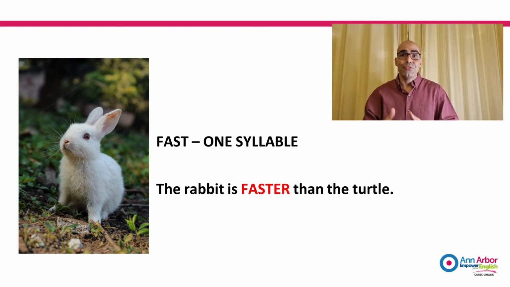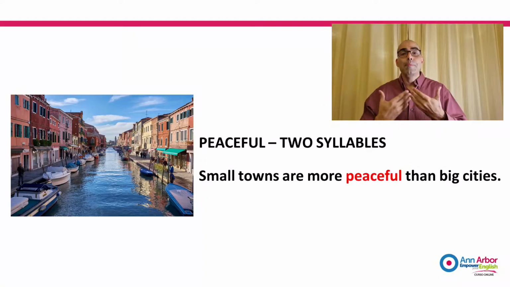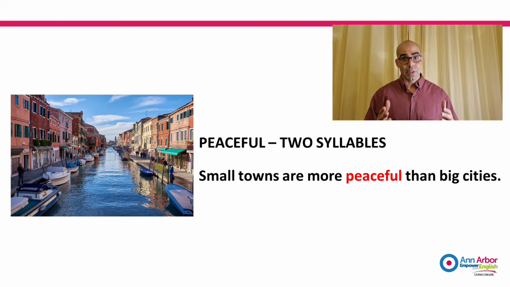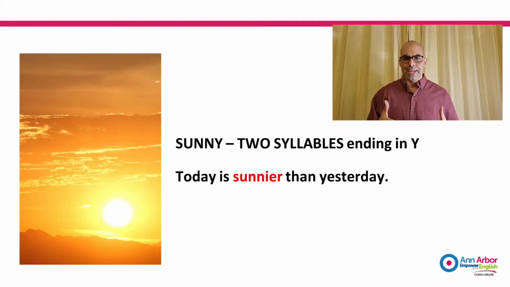There's only one vowel sound, A, and the consonants don't separate the sound. The rabbit is faster than the turtle. Now look at this one, peaceful. Peaceful has two syllables, peace, full. The letter E in the middle is not pronounced, so it's not part of any syllable. Small towns are more peaceful than big cities. And remember, for two-syllable adjectives ending in Y, we have to change the Y to I and add ER. For example, sunny. Today is sunnier than yesterday.